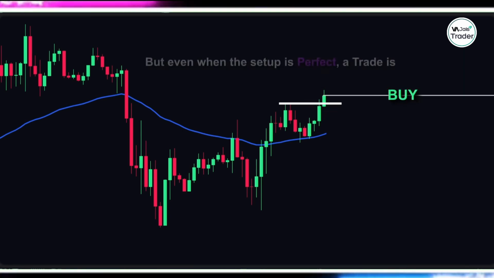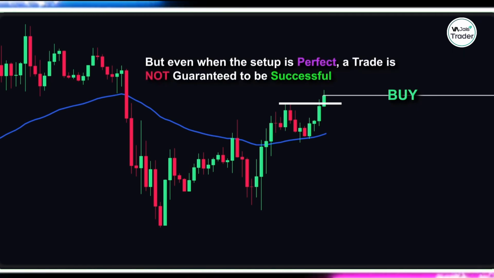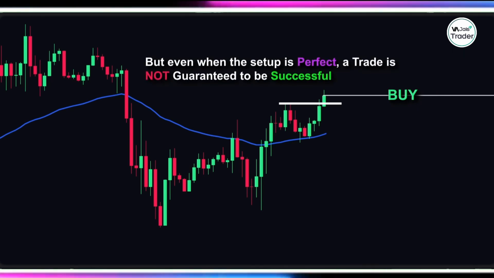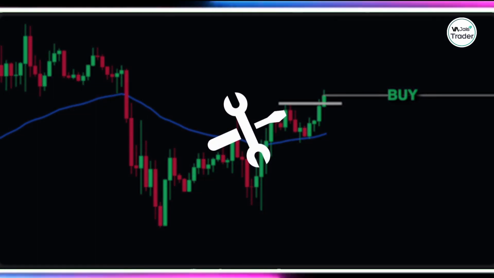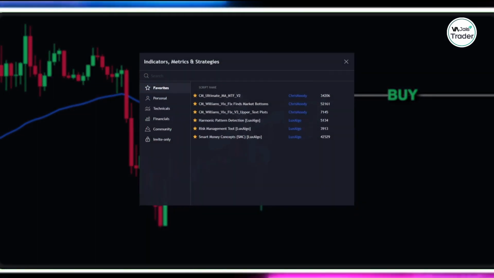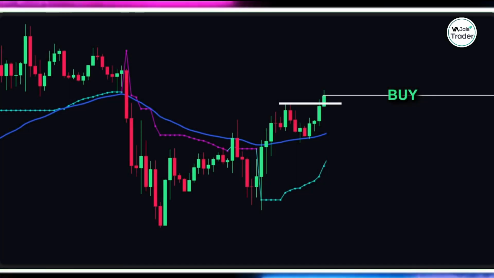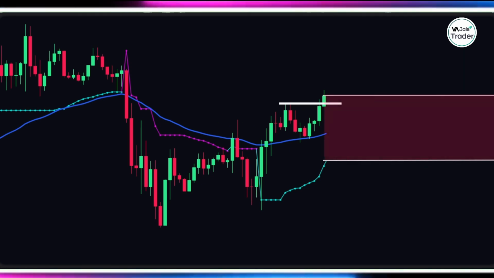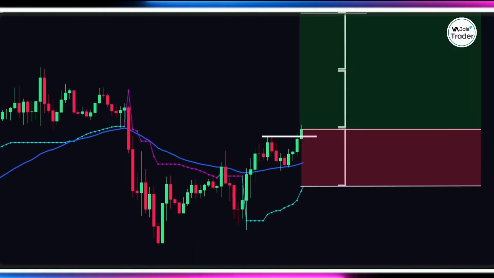But even when the setup is perfect, a trade is not guaranteed to be successful. And that's why we need to set a stop loss to limit our risk. To do that, we add one more tool to our strategy. So, on TradingView, go to Indicators again and type Chandelier Stop. And click the one right here by Pip Charlie. Once it is applied, we place the stop loss of our entry at the chandelier stop. In this example, that would be right here. We then set a take profit target at double the stop loss, which is right here.